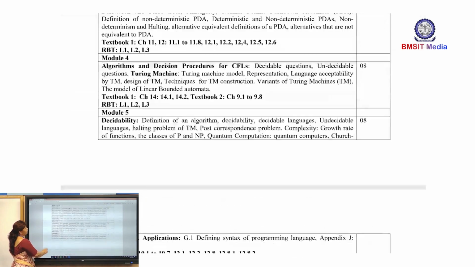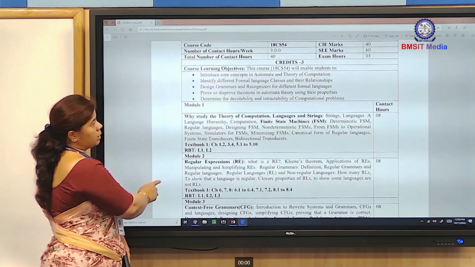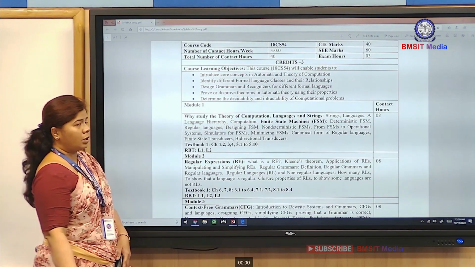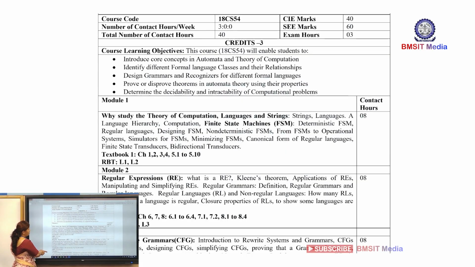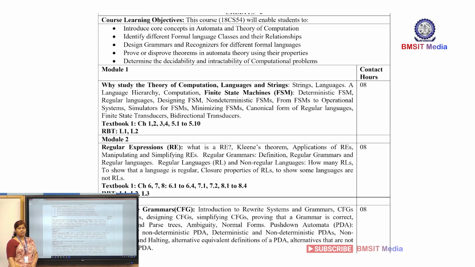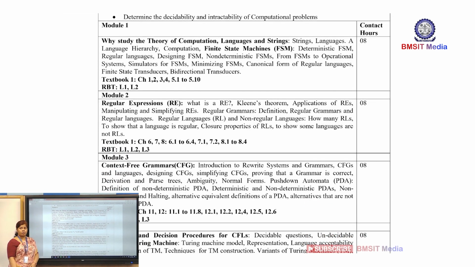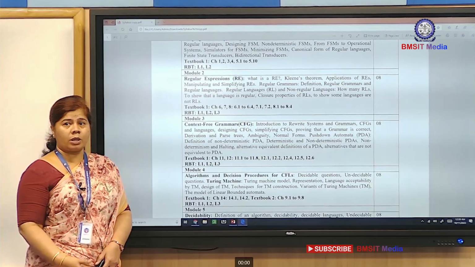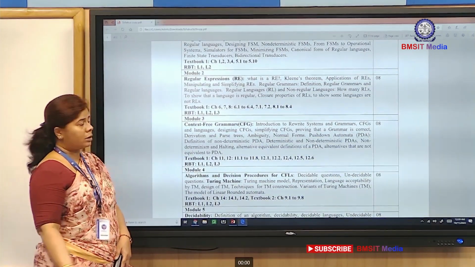So now coming to the modules, what all we are going to cover in this subject. In the introductory module, we are going to cover the importance of this subject, the basic elements to study this subject, and other concepts like finite state machines and the variants of the finite state machines. In module 2, we are going to study how regular expressions are formed. And in module 3, we are going to study grammars, what types of grammars are available, how to write the grammars, all those things.